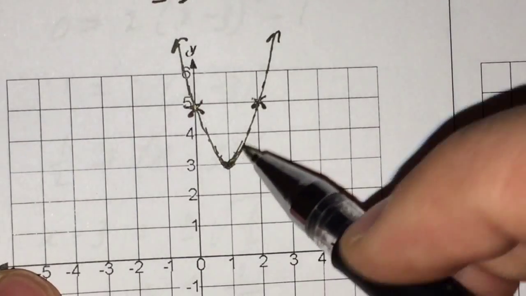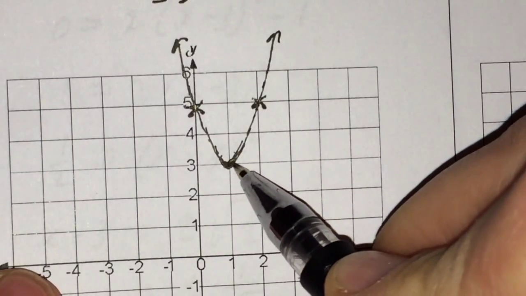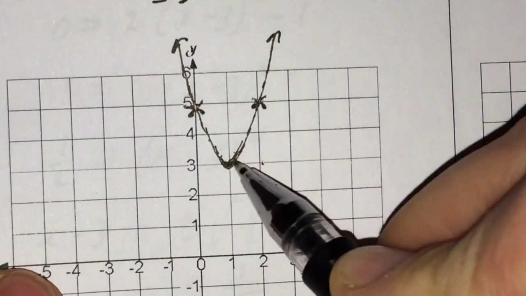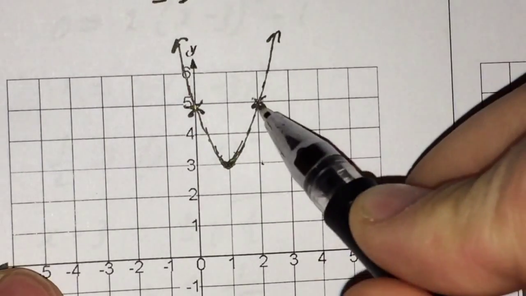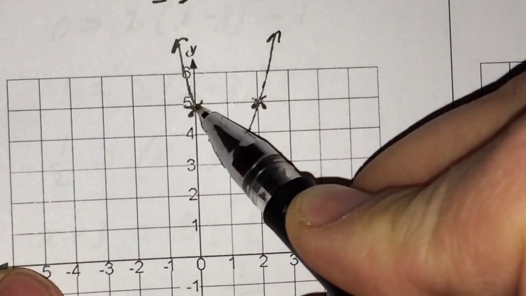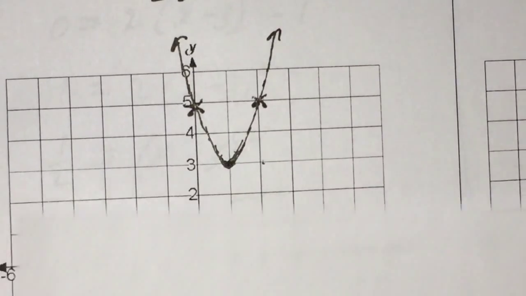Vertical stretch factor of 2. So from the vertex, you go over 1, up 2, over 2, up 8, which I can't show on this graph. So you just do the first one. Happens to go through the y-intercept here of 5.